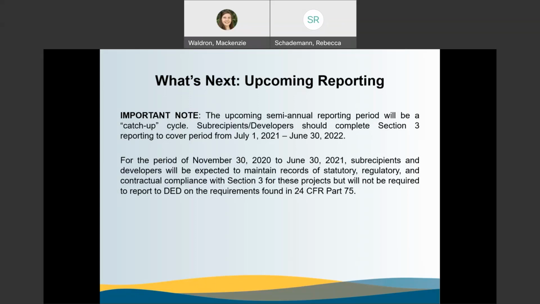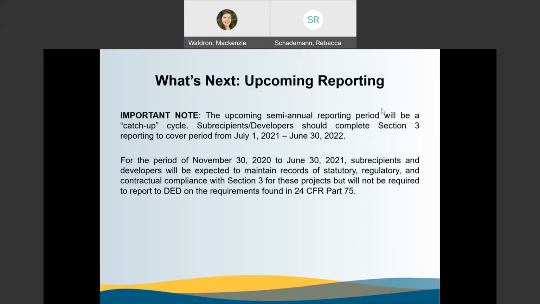However, for the period of November 30th of 2020 to June 30th, 2021, subrecipients and developers will be expected to maintain records of statutory and contractual compliance with Section 3 for these projects, but will not be required to report to DED on the requirements found in 24 CFR Part 75. So you would need to maintain records.